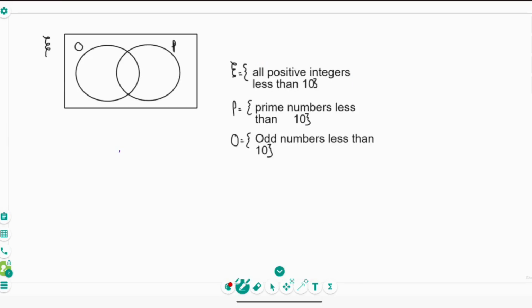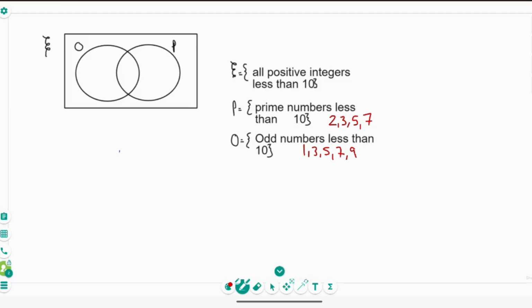We're going to look at how to fill in a Venn diagram. So here our universal set is all positive integers less than 10. P is prime numbers less than 10. O is odd numbers less than 10. So let me just write in our prime numbers less than 10 here. We've got 2, 3, 5, and 7. All the odd numbers less than 10: 1, 3, 5, 7, and 9.